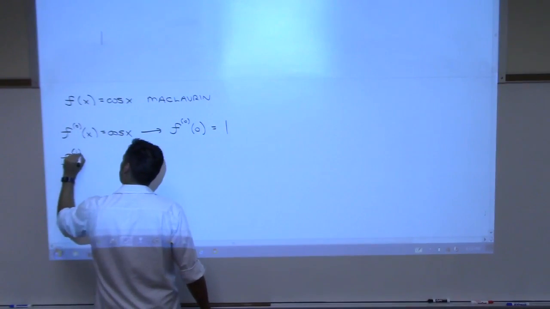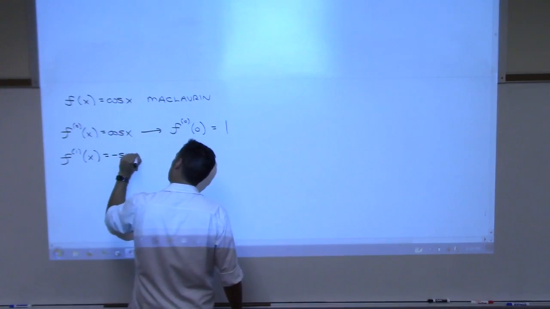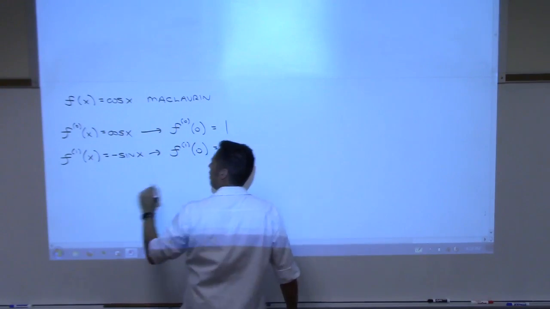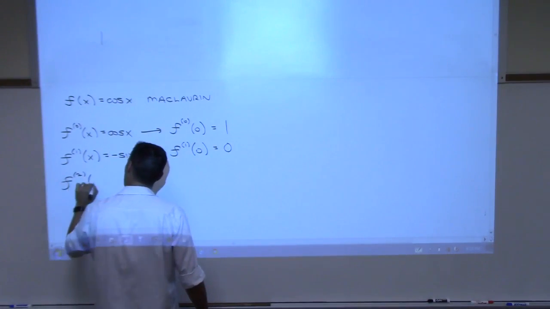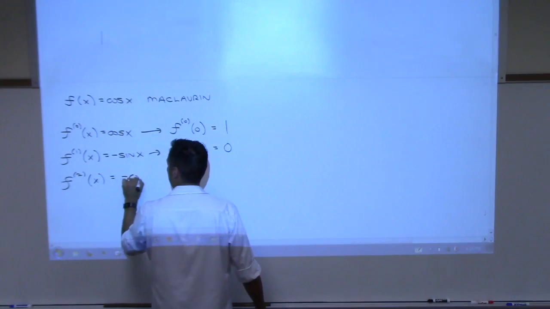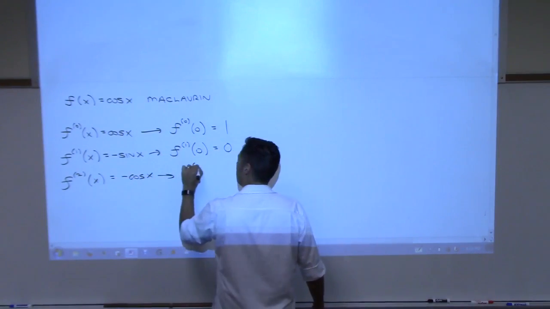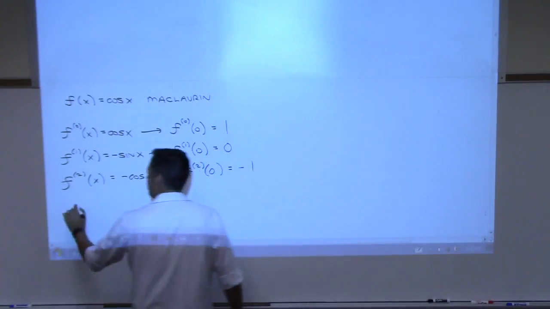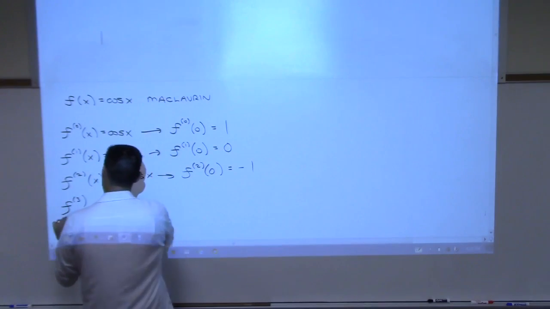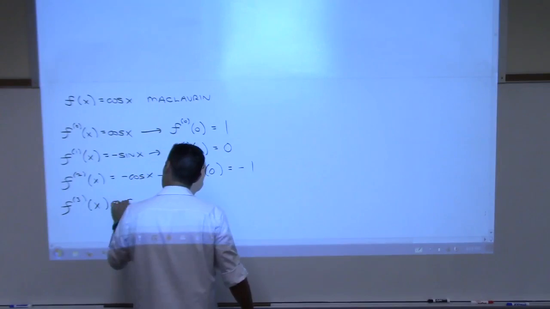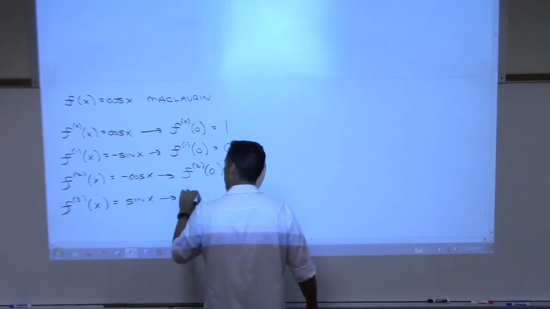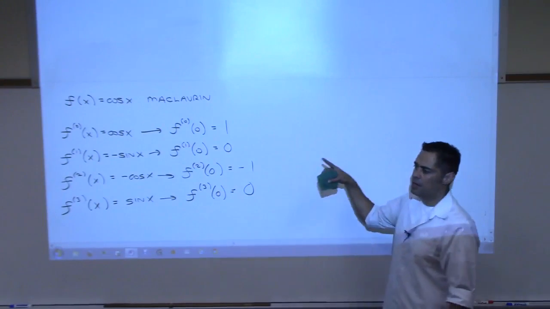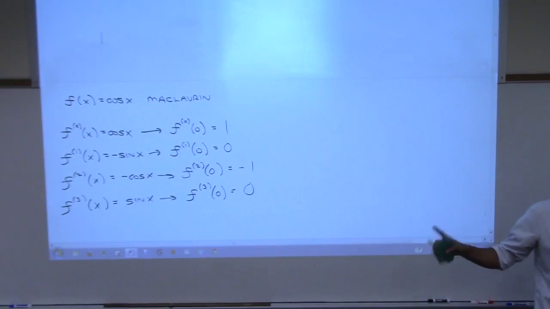Now take the first derivative, negative sine x. Plug in 0. 0. Take the second derivative, negative cosine x. Plug in 0. Negative 1. One more, and it's going to start repeating, right? Third derivative is sine x. Plug in 0. 0. And now from here on, it's going to be 1, 0, negative 1, 0, right? And it just keeps on repeating.